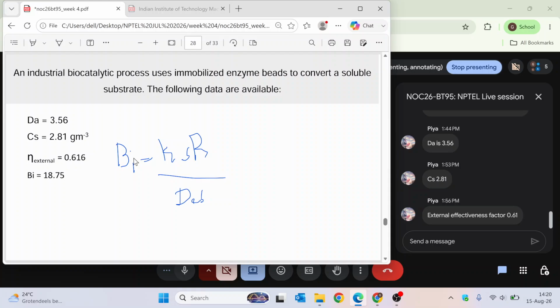Apart from that, you can operate this at a higher bulk substrate concentration to reduce the diffusion gradient effects. So that is like an operational thing. You may be able to carry it out using the given system or not, but that's also an option. And finally, you can optimize your enzyme loading to balance the activity and diffusion limitations.